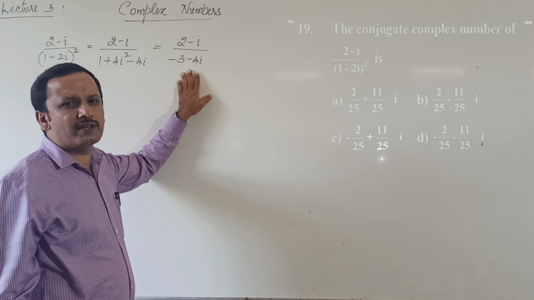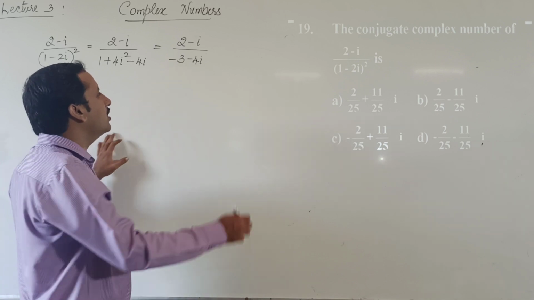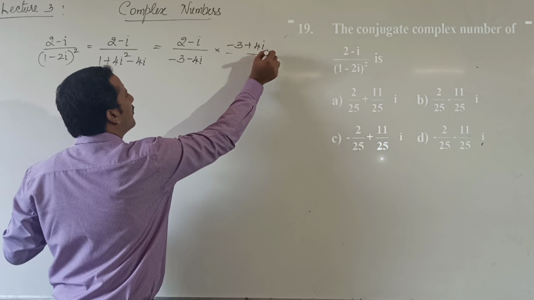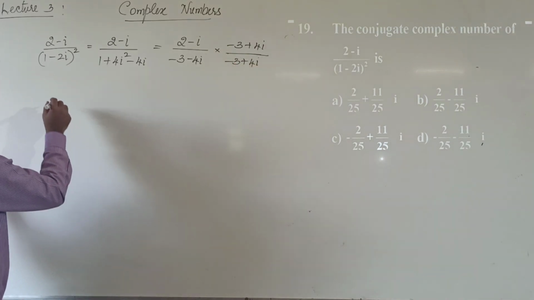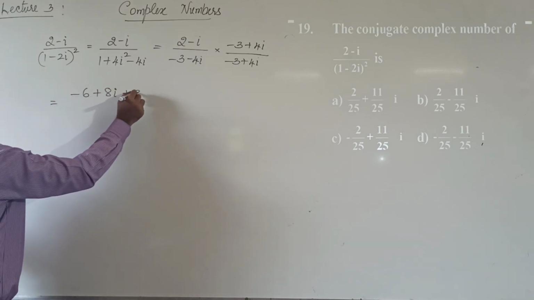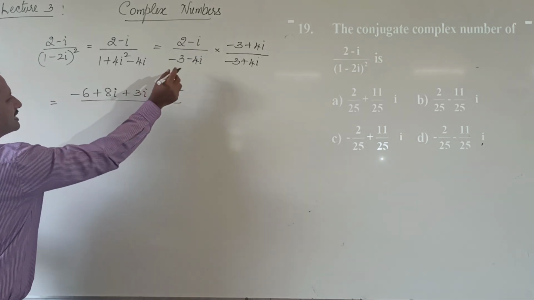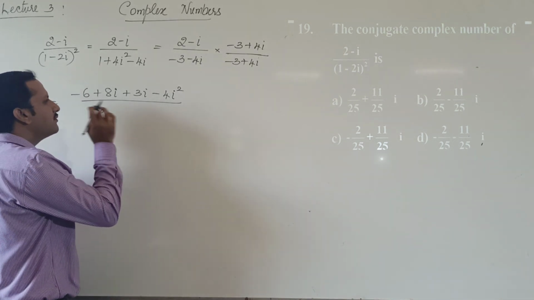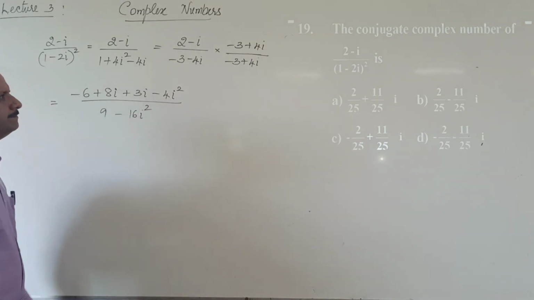Now let us further simplify it. We have to multiply and divide by the conjugate of the denominator, that is minus 3 plus 4i. Then the numerator will be minus 6 plus 8i plus 3i minus 4 i square, divided by minus 3 into minus 3, 9, minus 4i whole square, that will become minus 16 i square.